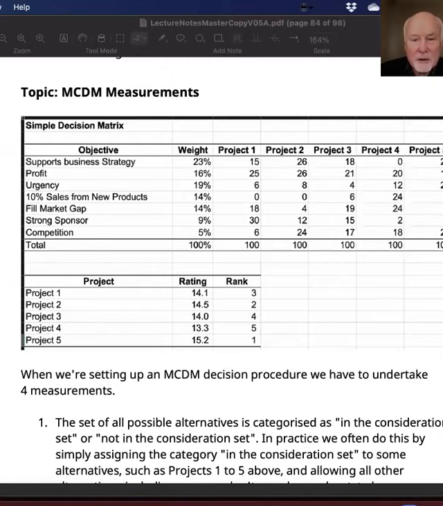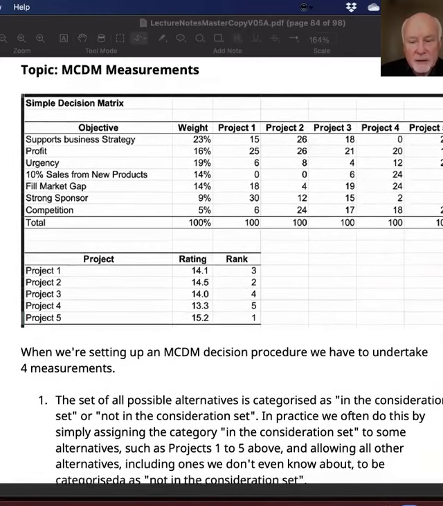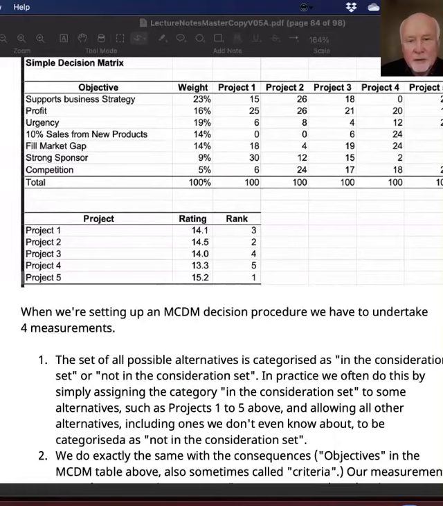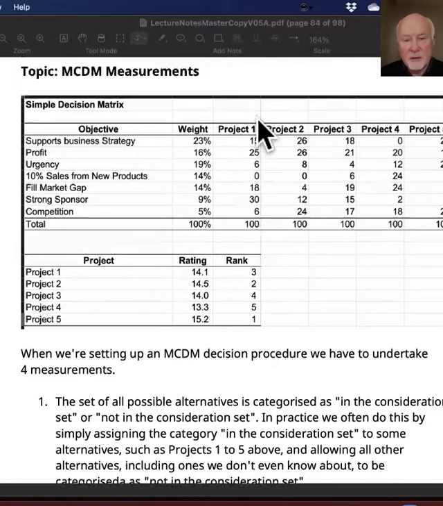Okay, so when we're setting up MCDM, we do four measurements essentially. Two of them are fairly straightforward, but they're not things that we normally think of as measurement because they are categorical measurements. They're putting things into categories. The first one is we choose the alternatives. In this case, it's five projects. The ones in our consideration set are the ones that we are going to actually make a decision about. And then we categorize every other possible project as not in the consideration set.